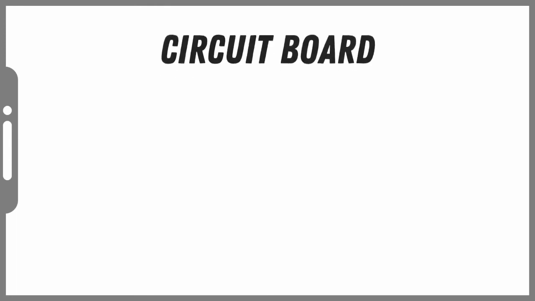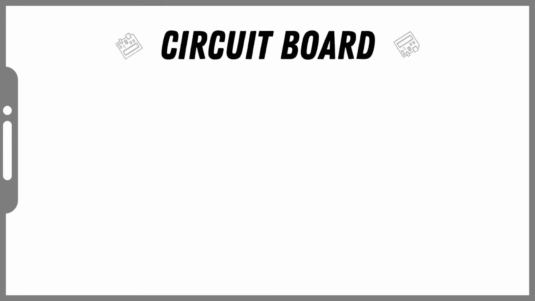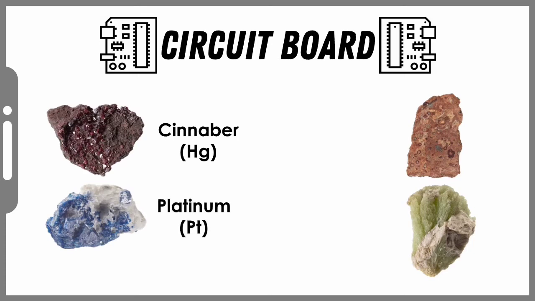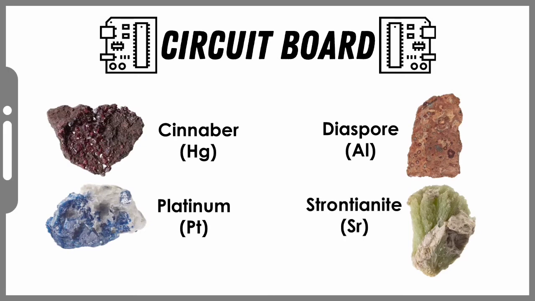So next on our list is circuit board. So in here we have these minerals, which is cinnabar that contains the element mercury or Hg. We also have platinum. We also have TS4 that contains the element Al or aluminum. And we also have strontianite that contains the element strontium.